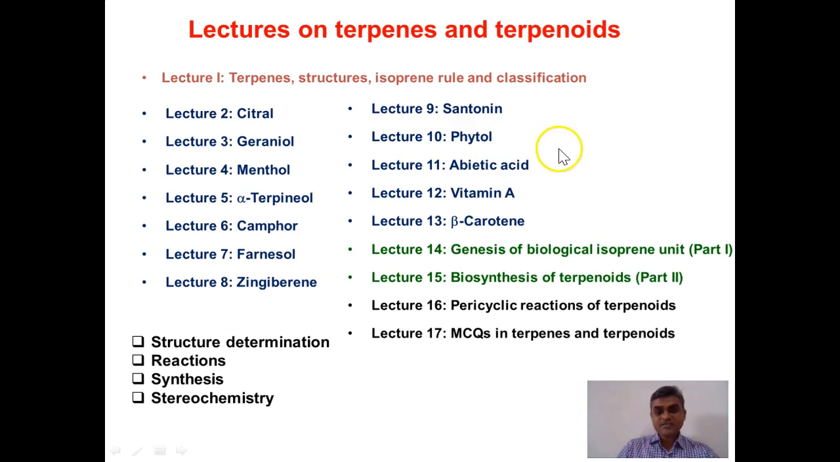Now in the next lecture, we will deal with the class of diterpenoids: phytol, abietic acid and vitamin A. These three molecules belong to the class of diterpenoids. We will discuss their chemistry in detail.